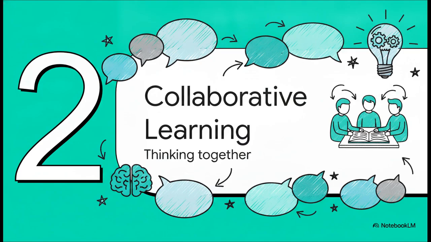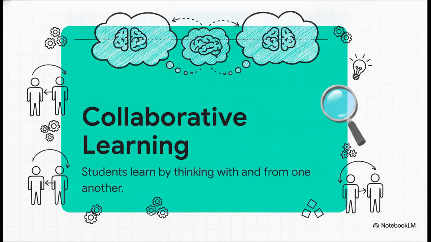Moving on to section 2, collaborative learning, thinking with and from one another. Collaborative learning is built on a very specific, powerful philosophy. Students learn best by thinking with and from one another. Just think about that magical moment in class when a student explains a difficult concept to a peer, and you can practically see the light bulb go off for both of them. It's incredible. As they interact, they are actively serving as a catalyst for their peers' understanding. It's a completely reciprocal process where everybody wins.